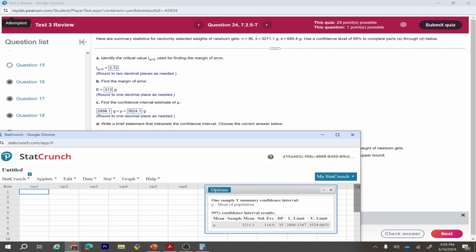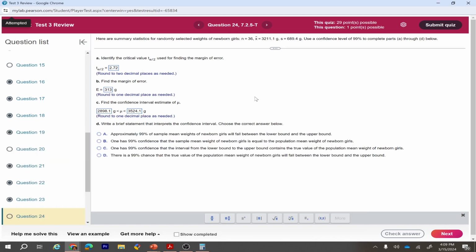So the meaning is one has 99% confidence that the interval from the lower bound to the upper bound contains the true value of the population mean. That's the meaning of this problem.